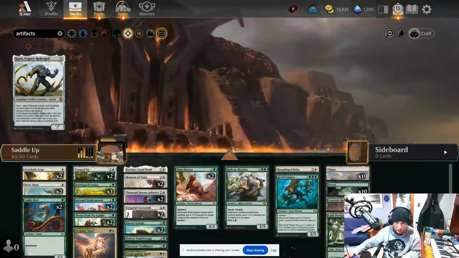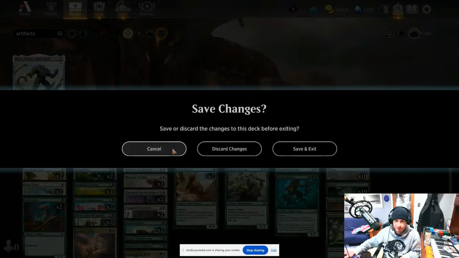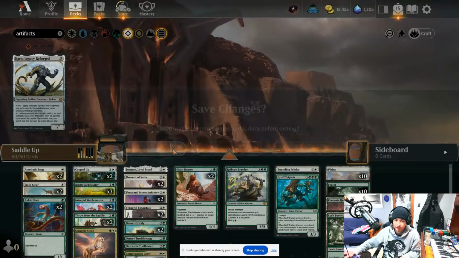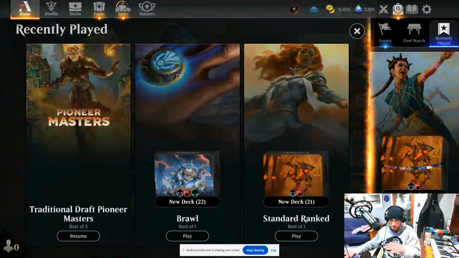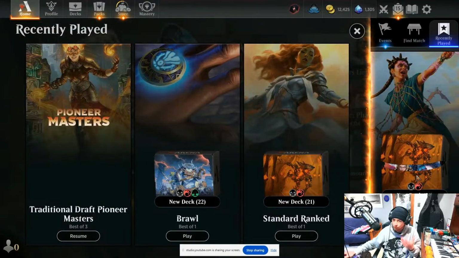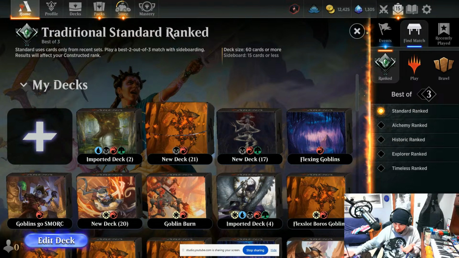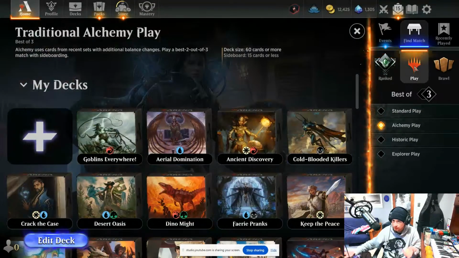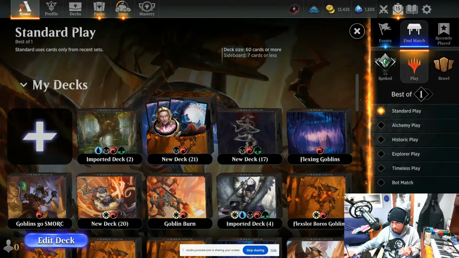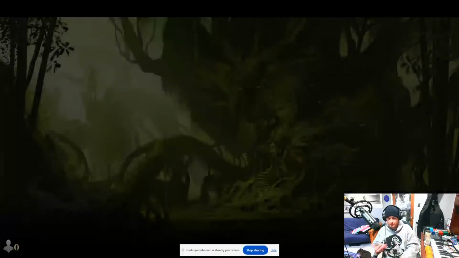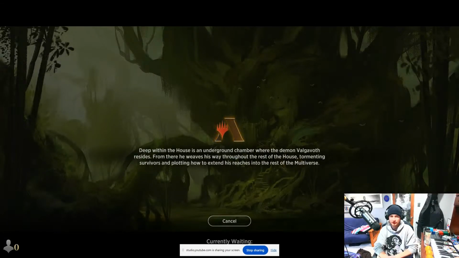So what I kind of want to do is just jump into a very basic game real quick, just to wrap this all up so that you can see what we're doing. So we're going to go into standard. We're just going to play a standard game with goblins. And I'm going to talk through the cards as I play them and explain what we do.